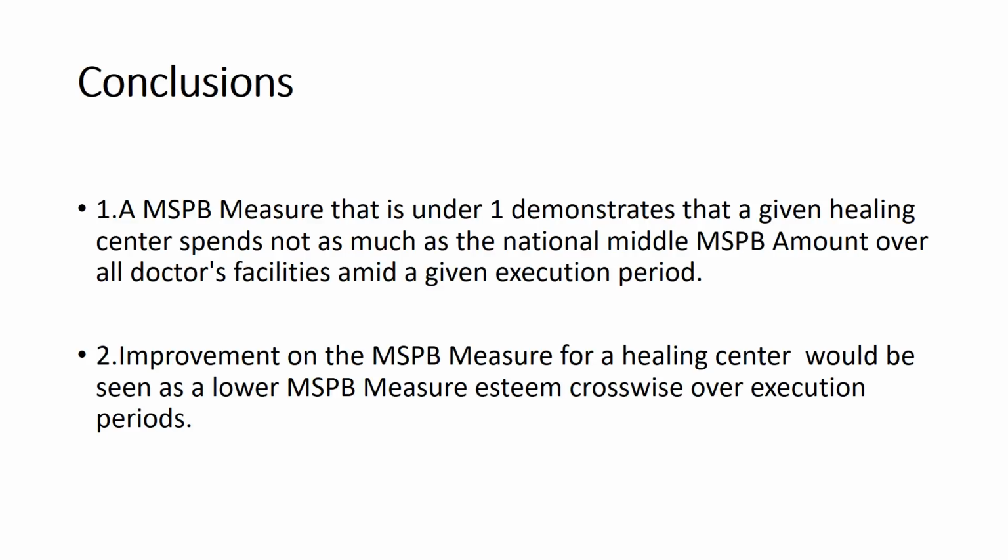Now, finally, the conclusion. Our analysis through this data is focused on statistical improvement of the MSPB measure. We have interpreted it into 2 main points. An MSPB measure that is under one demonstrates that a given hospital spends less than the national median MSPB amount of all hospitals in a given performance period. Improvement on the MSPB measure for a hospital would be seen as a lower MSPB measure value across performance periods, while also keeping in mind whom we have to include and exclude in MSPB.